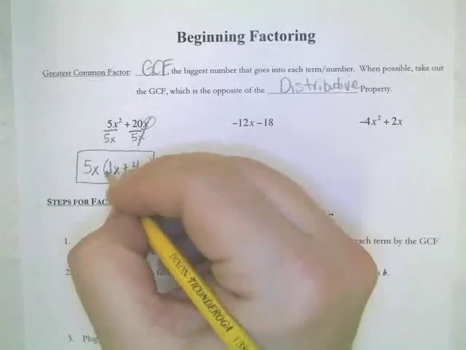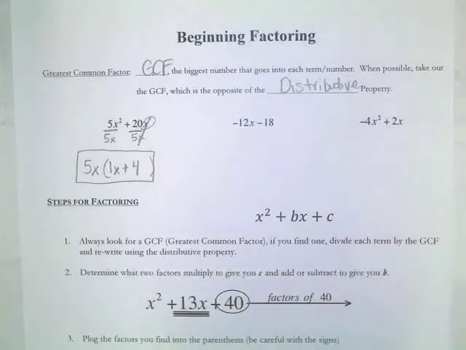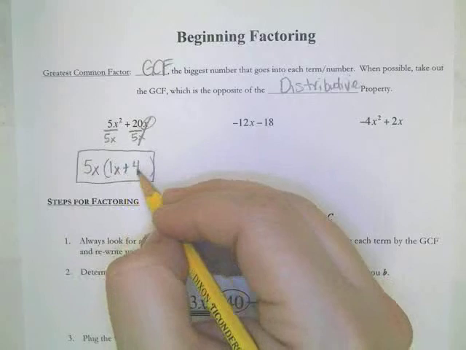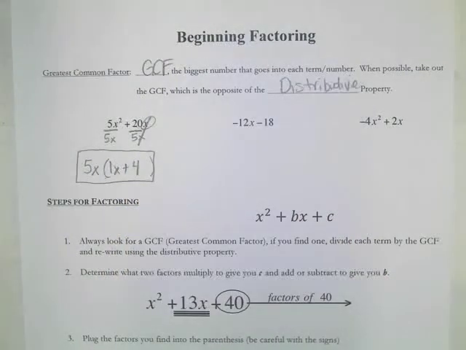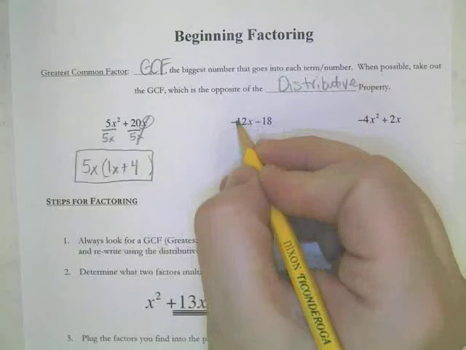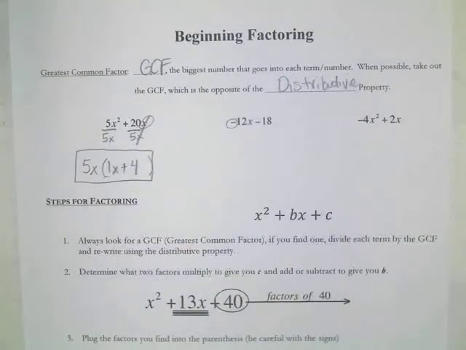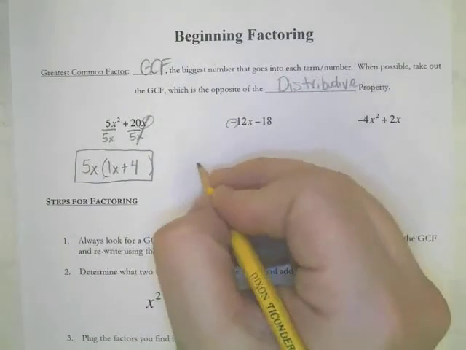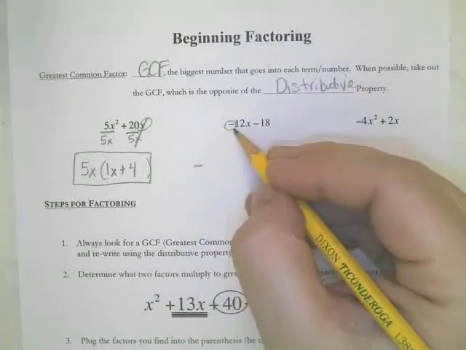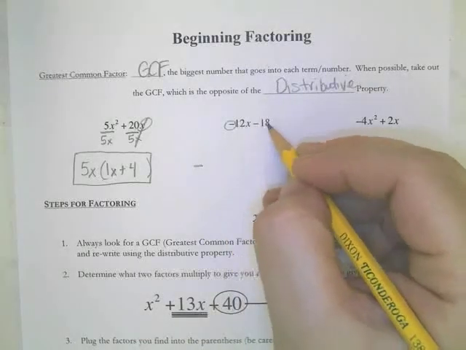And technically, you don't have to have that 1. You could just have 5x, open parentheses, x plus 4, close parentheses. For the second one, the big thing I want you to focus on here is the negative. Whenever this first thing is negative, it must be a negative that you factor out. They don't both have to be a negative, but if your leading number is negative, then it needs to be negative, okay?